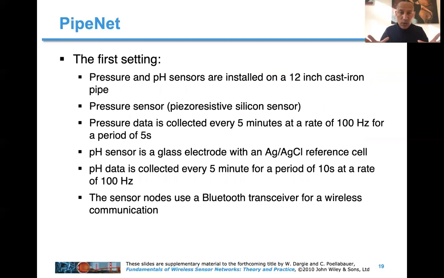The sensor network as a whole was programmed to sample the pipe at a 100 hertz rate for 5 seconds, and repeat this sensing every 5 minutes and transfer the data remotely. They also used a silver chloride electrode to sense the pH quality, and this was also sampled every 10 seconds at 100 hertz rate, and this was repeated every 5 minutes. The installation was quite seamless, as I said. The network could self-organize, and a large amount of data could be collected to make sure that the water we drink is healthy and the pipelines transporting our waters are also healthy.